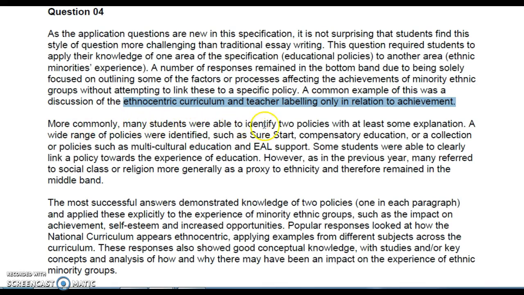More commonly, many students were able to identify two policies with some explanation. There was a wide range of policies, and you'll see these on the mark scheme, but Short Start, compensatory education, or policies such as multicultural education or English as an additional language support. And some students were able to link one to the experience of education as another. But don't be mixing up your class or your religion or your gender as a replacement for ethnicity. That will drop your marks down. You've got to be very specific.